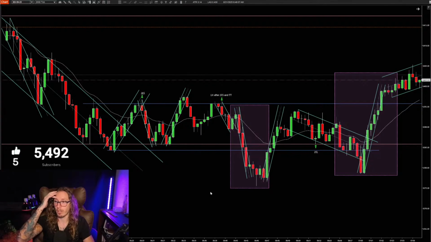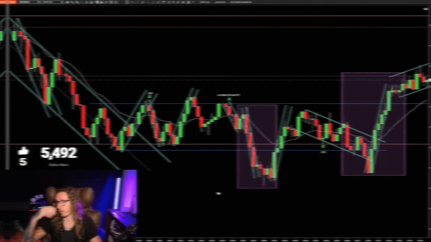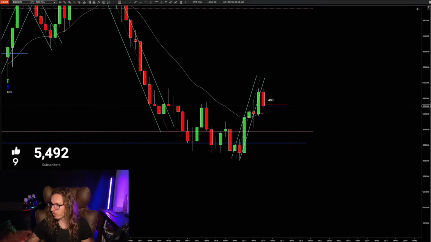So I focus on the short term first. Do I only use the 2000 tick chart? Yes, I only use the 2000 tick chart. I don't use any sort of multi-time frame 1000, 2000 confirmation thing. I don't do anything like that. I just use the 1000 or the 2000 tick chart.